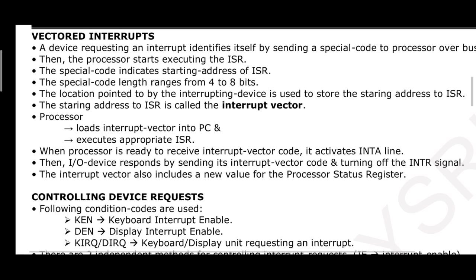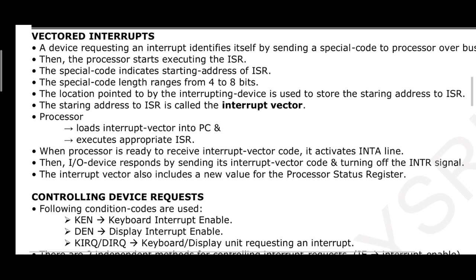The device which is requesting an interrupt identifies itself by sending a special code to the processor. Its identity will be sent to the processor first, followed by the processor executing the corresponding ISR. The special code indicates the starting address, and the device sends this code while raising an interrupt.